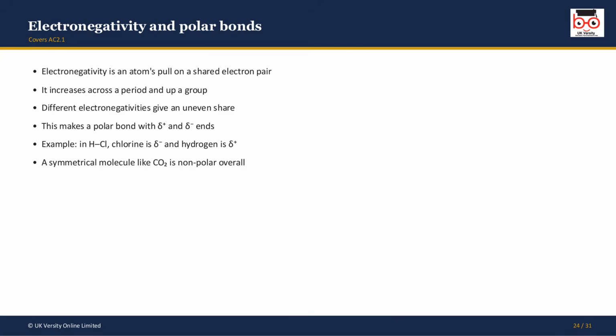Electronegativity is a measure of how strongly an atom pulls on a shared pair of electrons. It increases across a period and up a group. When 2 bonded atoms have different electronegativities, they share the electrons unevenly, creating a polar bond with a slightly positive end and a slightly negative end, the delta plus and delta minus. In hydrogen chloride, for instance, chlorine is delta minus and hydrogen delta plus. But a symmetrical molecule like carbon dioxide is non-polar overall because the polar bonds cancel out.